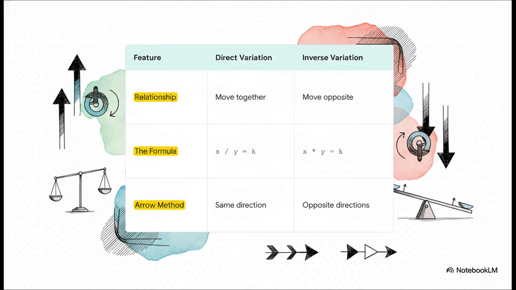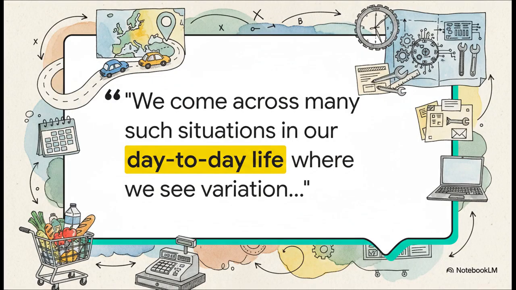Think of this as your ultimate cheat sheet. Everything we've covered all in one place. How the relationships work, their unique formulas, and how the arrow method applies to each. The entire secret code is right here. And like our source points out, this isn't just some abstract theory. It's a really practical tool for making sense of your daily life, from what's in your shopping cart, to your travel time, to pretty much any project you take on.